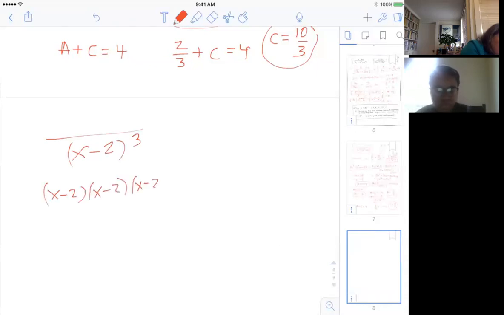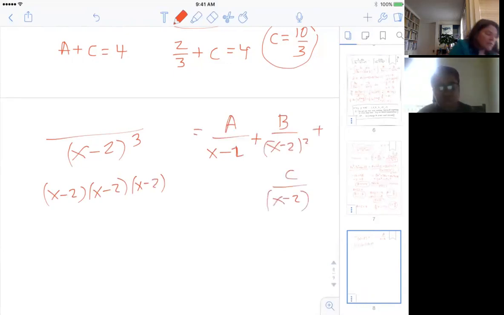The way I would set that up would be a over x minus 1 or 2, plus b over x minus 2 squared, plus c over x minus 2 cubed. If it is a linear factor that you can break into pieces, you'll just step up to however many pieces it is. The reason for that is because that's what would give you that common denominator.